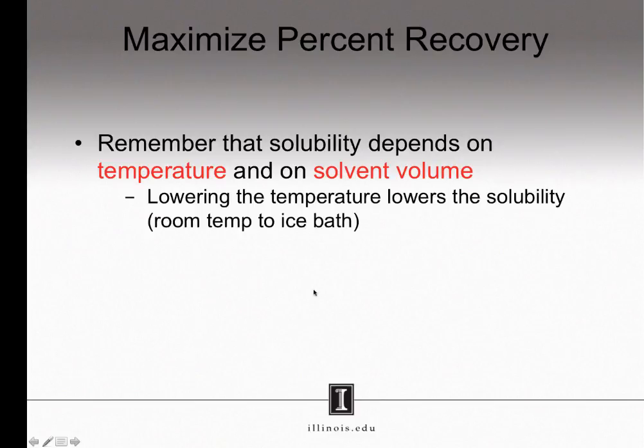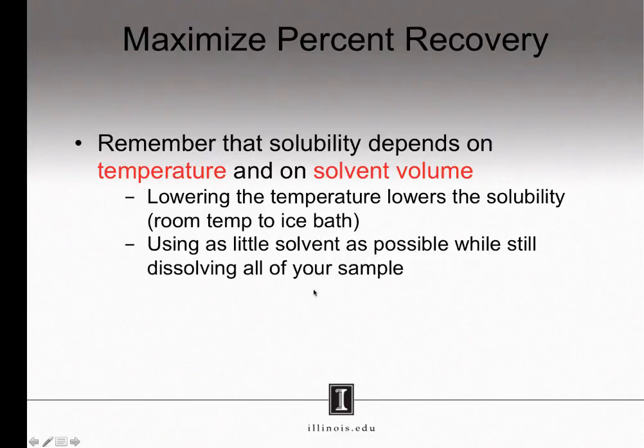Lowering the temperature lowers the solubility. Cooling to 0 degrees Celsius in an ice bath will give us a better percent recovery than cooling to room temperature. We should also use as little solvent as possible while still dissolving all of our sample. Remember, the more solvent you use, the more of your material that remains in solution. By using the bare minimum of solvent, you minimize the amount of your compound you leave behind.